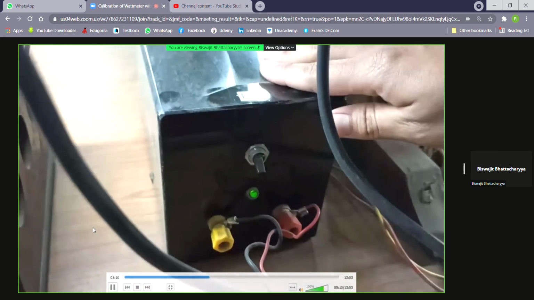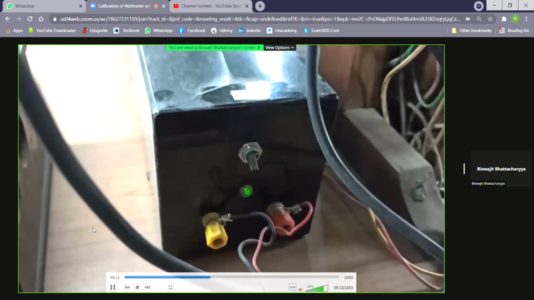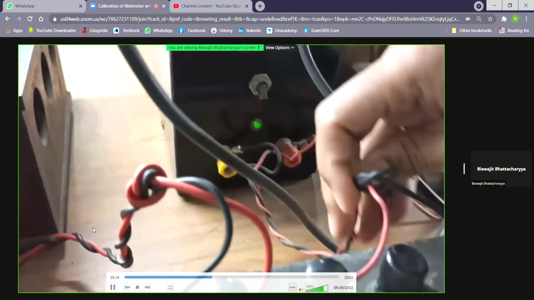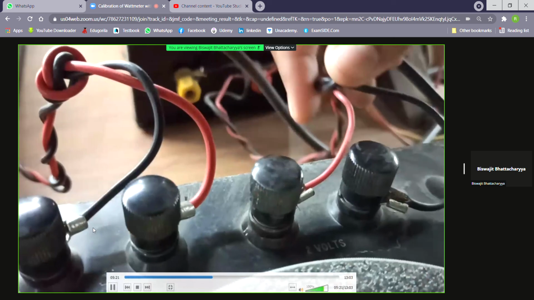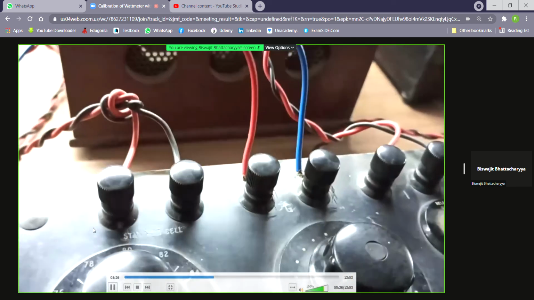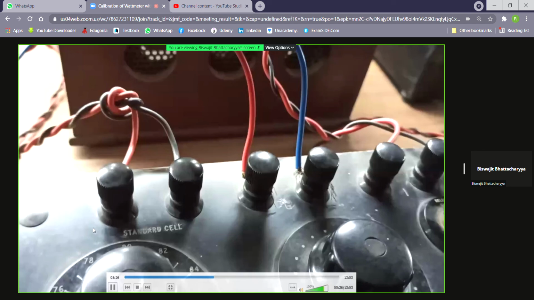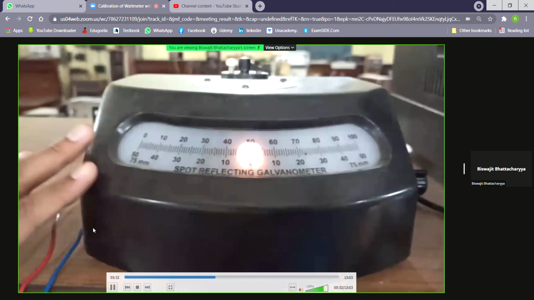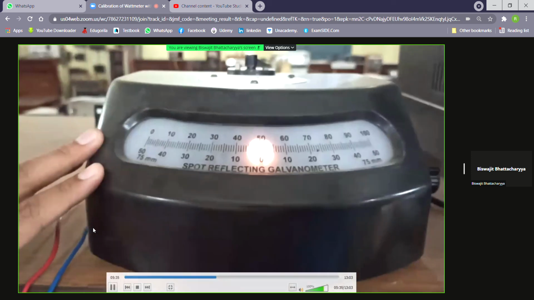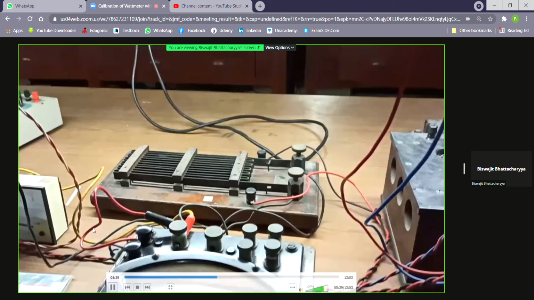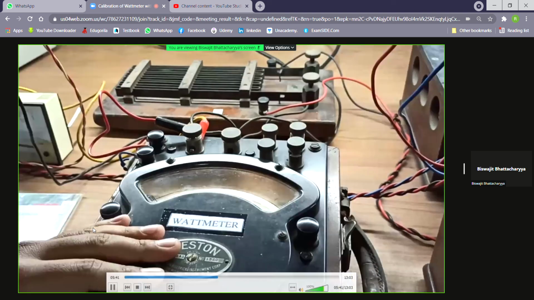This is the voltage supply for the potentiometer. This is the 2 volt supply, and it is connected to the potentiometer. In this terminal of the DC potentiometer, the galvanometer is connected, and in this terminal, the standard cell is connected. This is the galvanometer we are using for null detection, and this is the wattmeter we are calibrating.